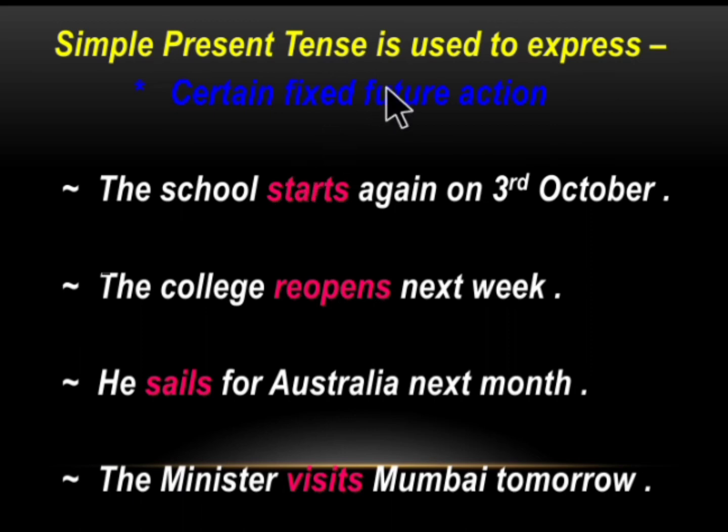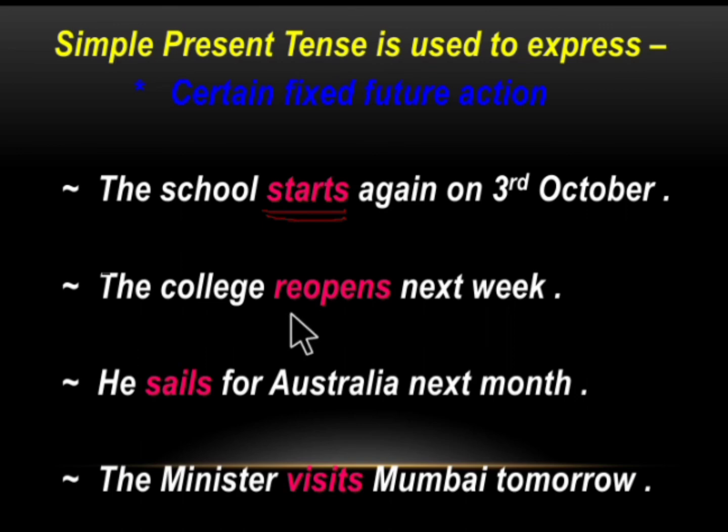Next, simple present tense is used to express certain fixed future actions, to refer to some actions that are going to happen in future, and when we are confirmed that that action is fixed and there is not going to be any change in it, we use simple present tense. The school starts again on October 3rd. So the school starts, when the school gives a reopening date, the school reopens on the 6th of June. So that will be a constant one usually. So that refers to the simple present tense.